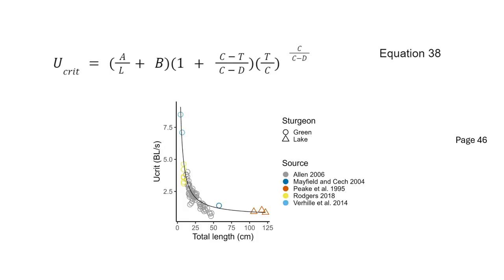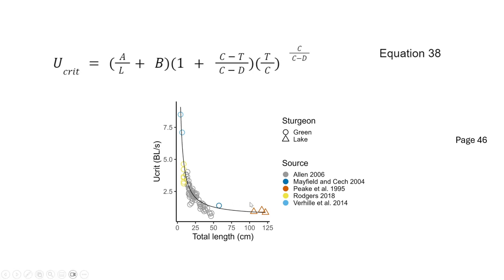Total length and how it depends on UCrit. So this is critical swimming speed. Here's our friend beta sigmoid again. And so this is again a beta sigmoid times an equation that's length specific, so critical swimming speed decreases as you get larger. So you can swim fewer body lengths per second as you grow.